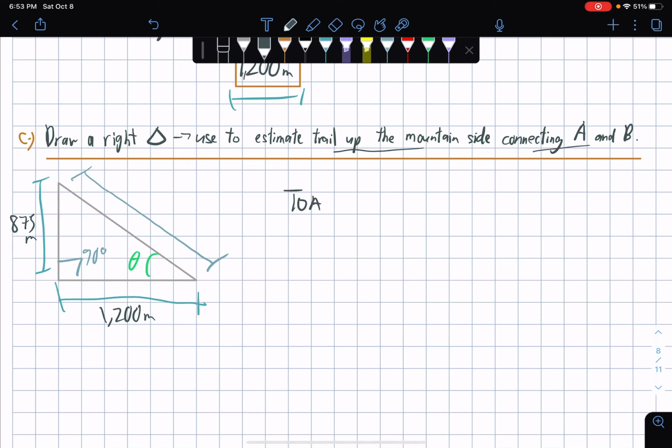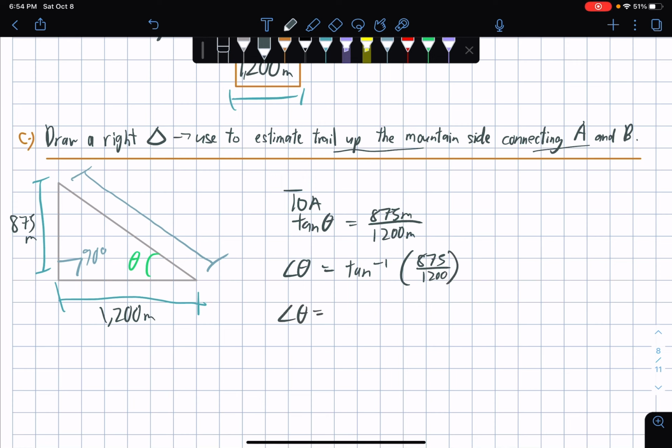Right. So TOA: tangent theta is equal to opposite, which is 875 meters, divided by 1200 meters. Angle theta is equal to arctangent of 875 over 1200. Just write those values in the calculator. 875 over 1200 is equal to 36.09, or just 36.1 degrees.